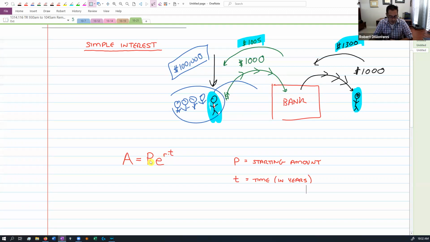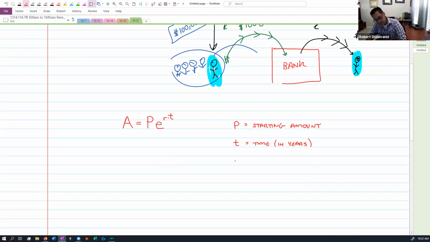All right, so that's what P is. P is the amount of money we start with. T is the time we're going to have that money, or in this case, the amount of time that this person is going to borrow the money. R is the critical number here. R is what's called the interest rate. Okay, it's normally given as a percentage, but in the problem, or in the formula, it must be a decimal.